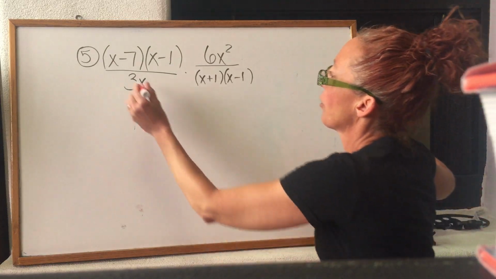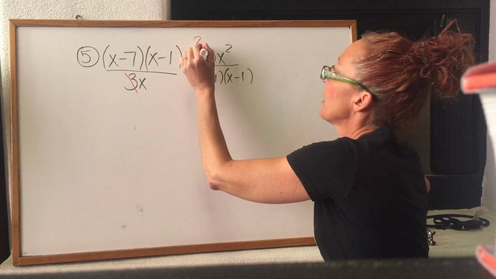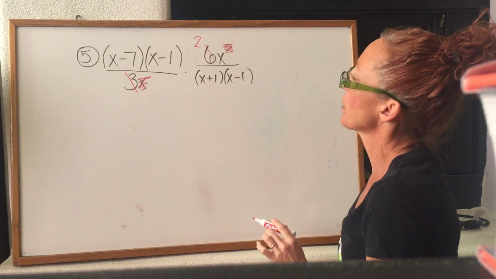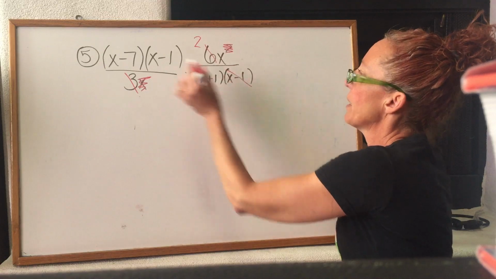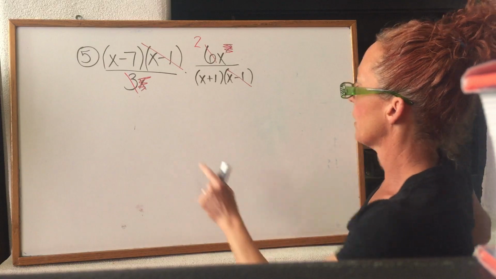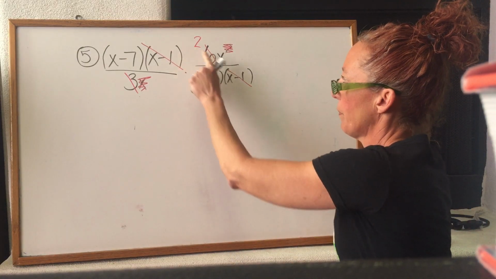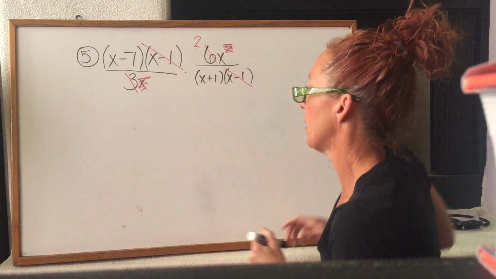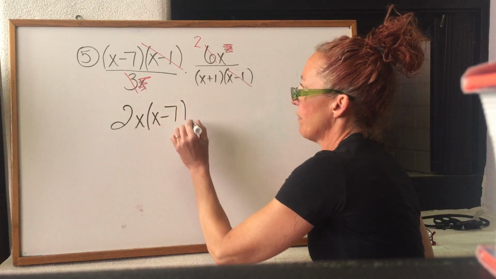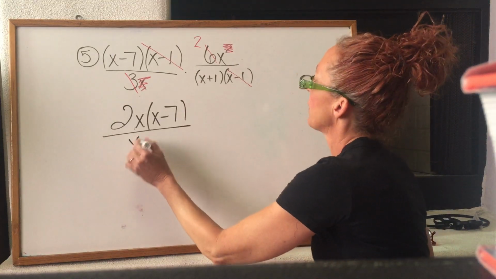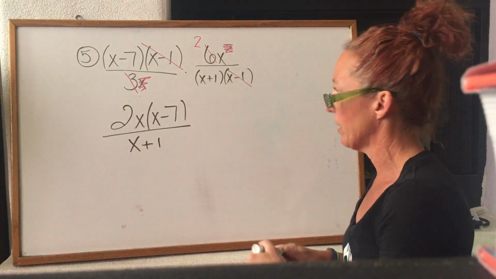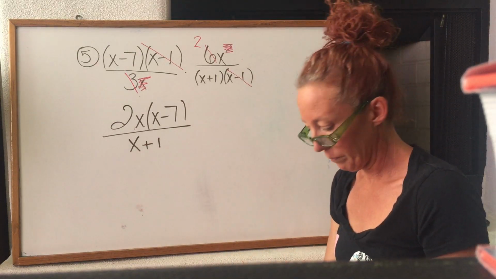So 3 divides into 6 twice. This x cancels with one of those x's. This x minus 1 cancels with that x minus 1. So it looks like in the numerator I've got a 2, an x, and an x minus 7. So a 2x, x minus 7. And the only thing in the denominator is x plus 1. You can put parentheses around it or not. It doesn't really matter. Final answer. Okay.